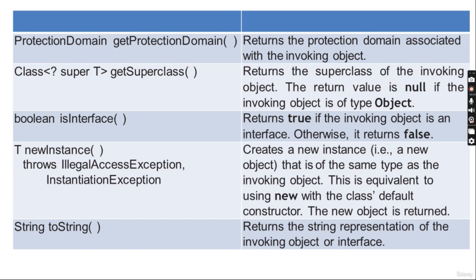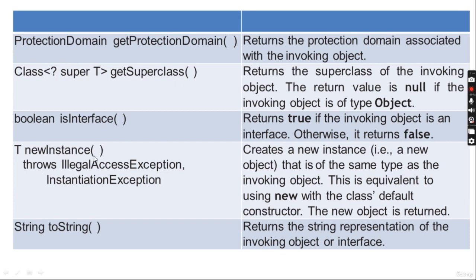Then boolean isInterface returns true if the invoking object is an interface, otherwise it returns false. Then T newInstance creates a new instance, that is a new object, that is of the same type as the invoking object. This is equivalent to using new with the class default constructor. The new object is returned. Then String toString returns the string representation of the invoking object or interface.